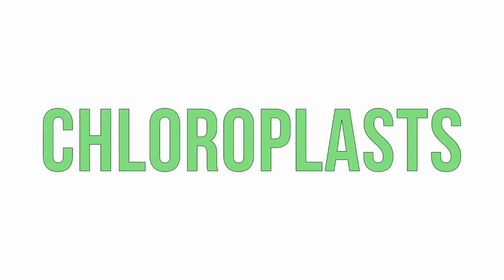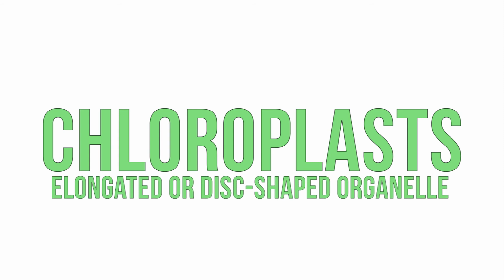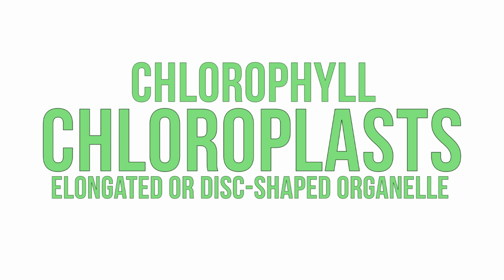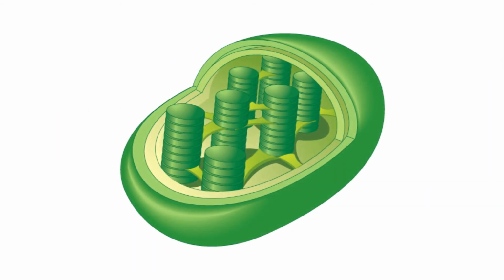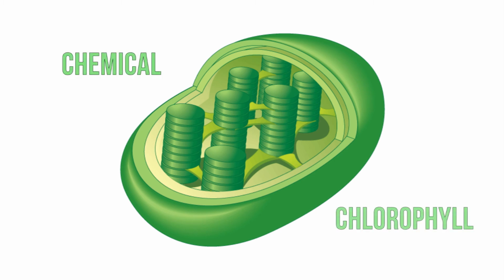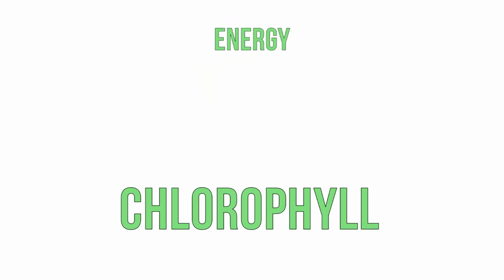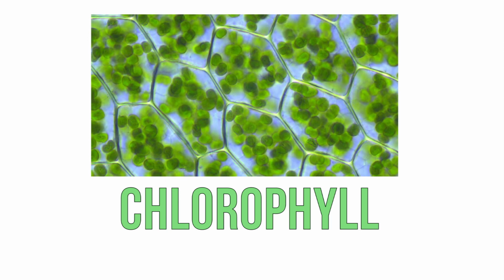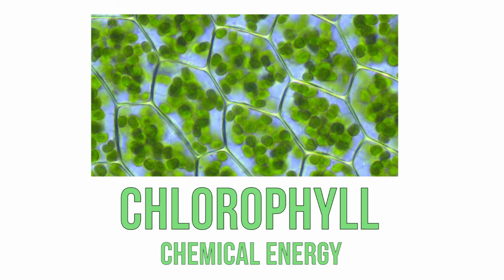Chloroplast. It is an elongated or disc-shaped organelle containing chlorophyll. They have two membranes and have structures that look like stacks of coins. They are flattened structures which contain the chemical chlorophyll. The process of photosynthesis occurs in this region of the cell. Chlorophyll is a green pigment that absorbs energy from sunlight to make food for the plants by converting light energy into chemical energy.